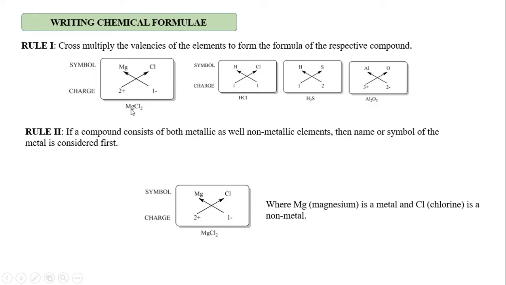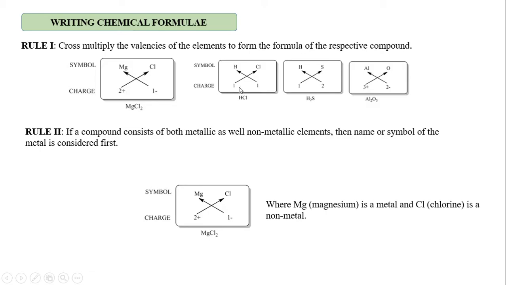For example, magnesium chloride. Magnesium and chlorine are there. First you write the symbols, Mg Cl. What is the valency for magnesium? It is plus 2, whereas for chlorine it is minus 1. You crisscross and write MgCl2. Mg1 you need not include, subscript 1 is understood.